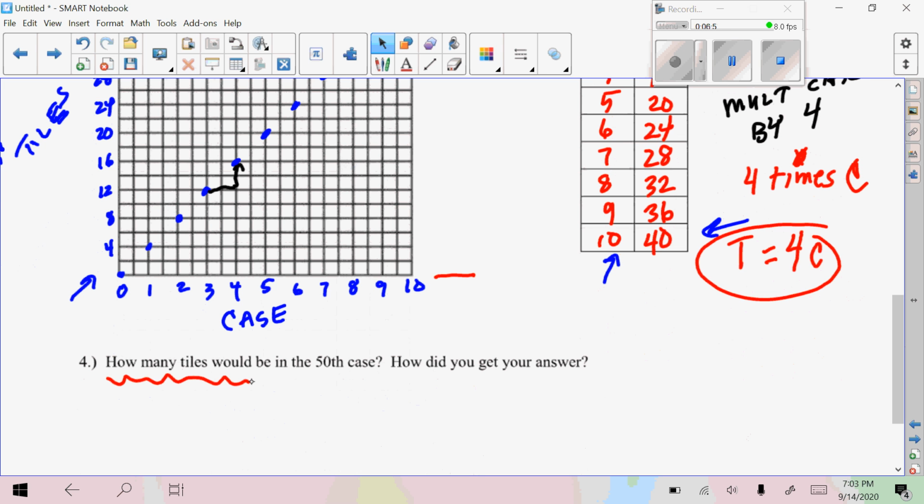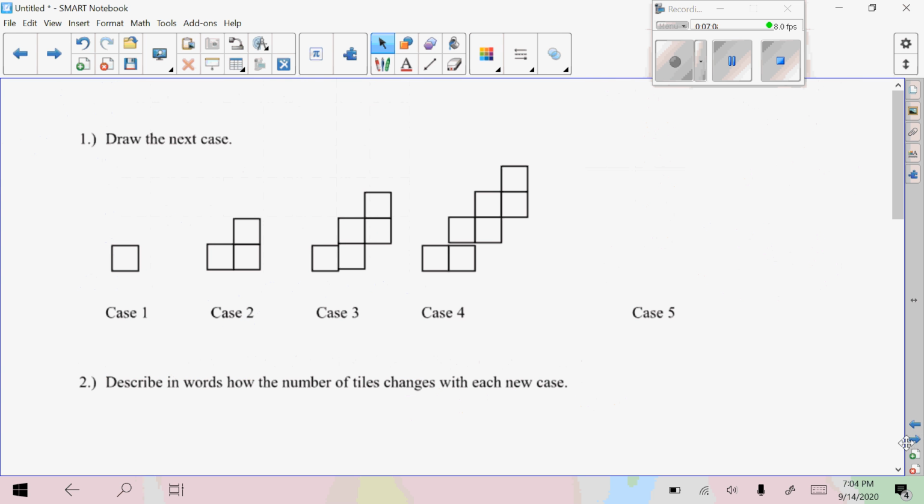How many tiles would be in the 50th case? So you should be thinking that you can just do 4 times 50, and that would be 200. All right, I'm going to do one more problem with you, and then I'm going to let you try the next couple on your own. I'll give you the answers for those on the next day after you watch this lesson. But let's do one more together, and then you can go ahead and do a couple practice problems for today. Okay, so draw the next case and describe in words what's happening.